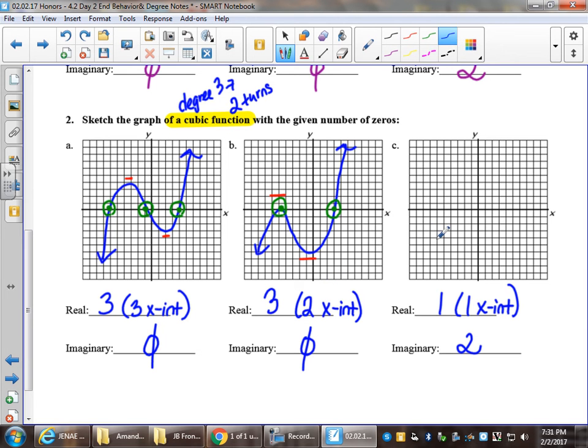Last but not least, only 1 real zero where I have 1 x-intercept, 2 imaginary. So think of how you can draw this, that it crosses once, turns, but that's the only x-intercept I've got. So it's going to turn and not cross again. There's my 1 real x-intercept. So for cubics, these are the only 3 possibilities.